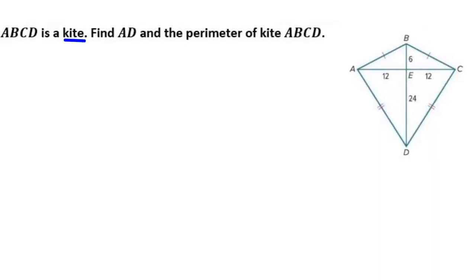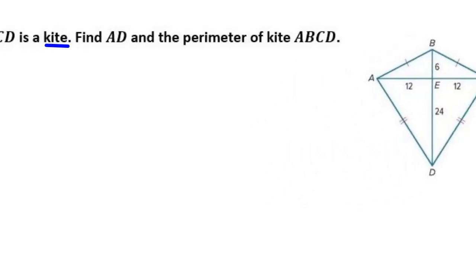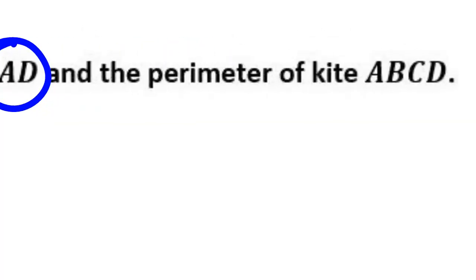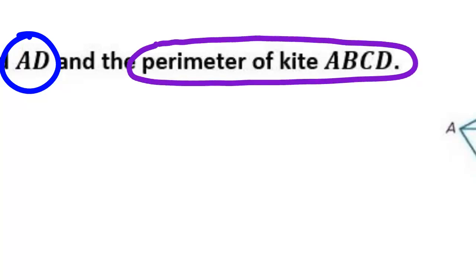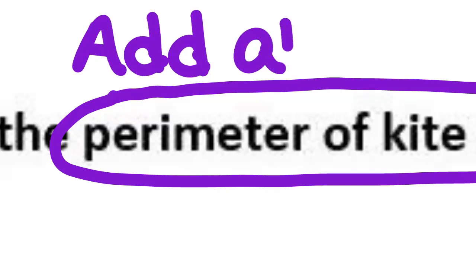All right, so this quadrilateral is a kite, which means I know I have two pairs of adjacent congruent sides. They want me to find AD, and then I need to find the perimeter of this kite. How do you find the perimeter of something? Yes, we're going to add all the sides.